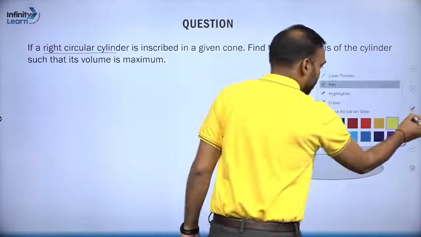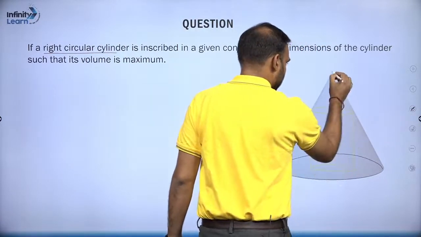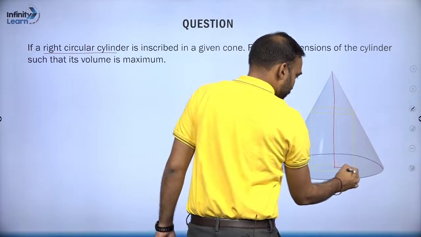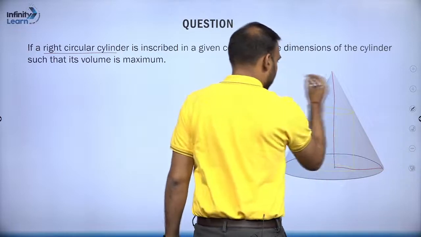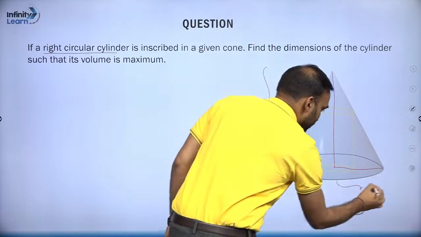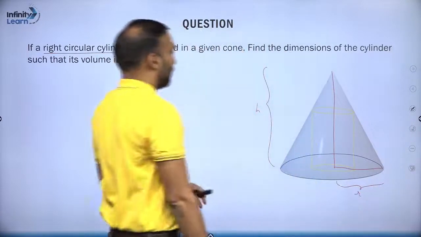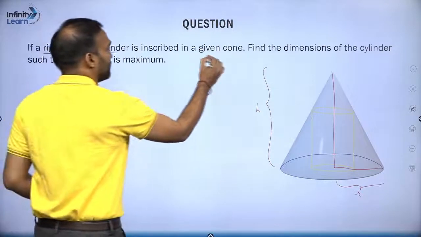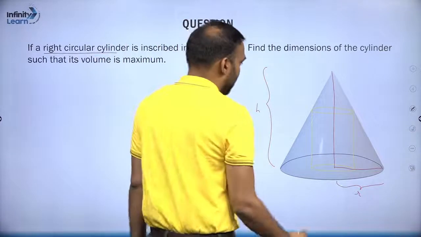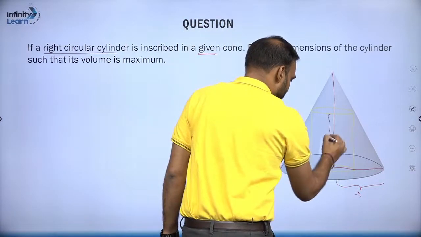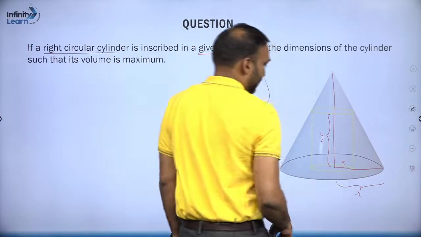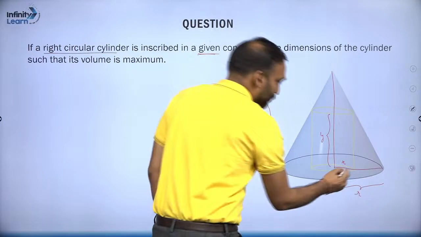Now if I draw the height, now this height of the cone, let's say this is h, the radius of the cone, it is r. Everything about the cone is being given, right? Because it says in a given cone. So I know the h, I know the r. So h and r are the known over here. Now let's say the height of the cylinder we call it as y and this we call it as x. The radius of the cylinder, right? It is only this part is x.